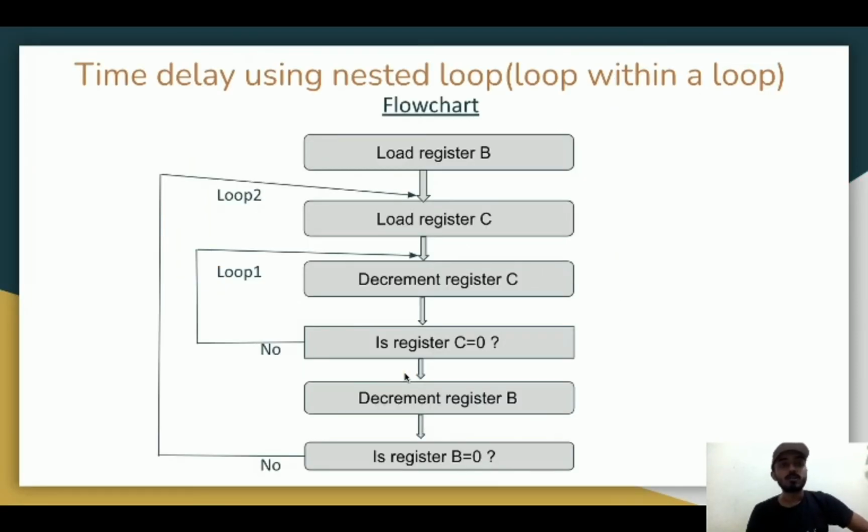Now coming to the third method, using nested loop. Nested loop means loop within a loop. Here also I mentioned a flow chart. First what we do, we load register B, then we load register C, then we decrement register C and check whether the content has become 0 or not, and if not, loop 1 will run again. Then we decrement register B and we do the same for register B. We check whether the content has become 0 or not, and if not, this loop 2 will run again. As you can see here, loop 1 is contained within loop 2.